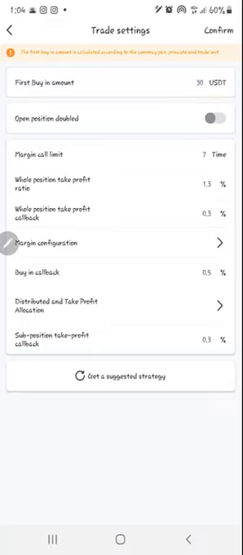Now this option here, open position double, you just leave it unchecked. All right, the next thing you want to do is the margin call limit. Let me quickly explain what the margin call limit is. This margin call limit means the total number of dips you want the robot to buy. This is the parameter that informs how many dips you would instruct the robot to buy further.